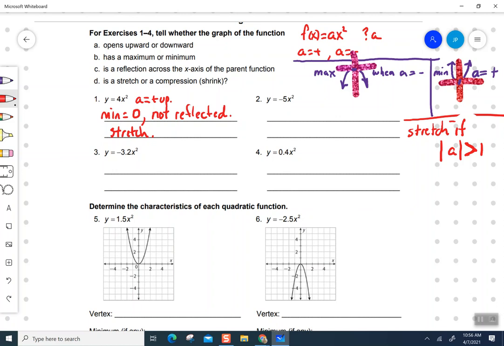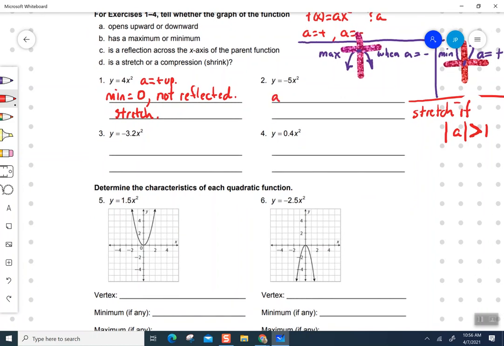Okay, so for number 2, we notice first of all, A is negative. Since A is negative, it goes down, which means, again, remember if it's going down, we have a max. And our maximum is happening at 0, which in this case is the origin. Okay, now, I need to know, is it reflected? Again, compared to the parent graph, it is a negative. So let's take the negative and say it is reflected.